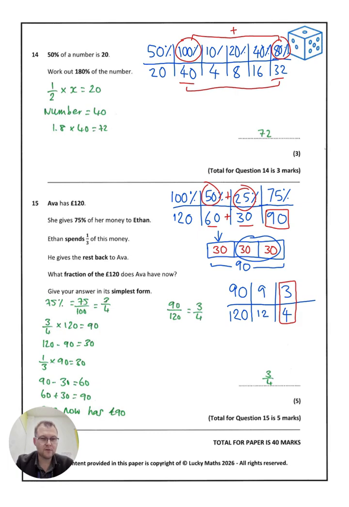And I've just used a final ratio table here to show that 90 over 120 divides by 10, 9 over 12, divided by 3, leaves you with 3/4.